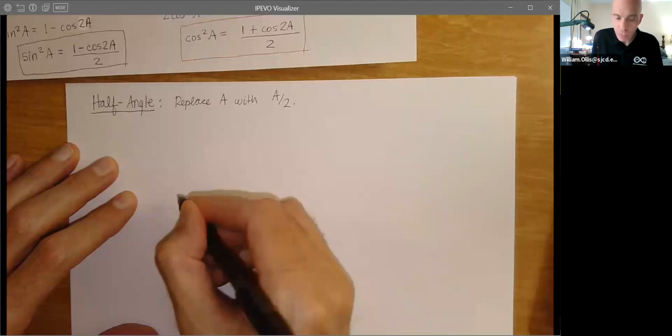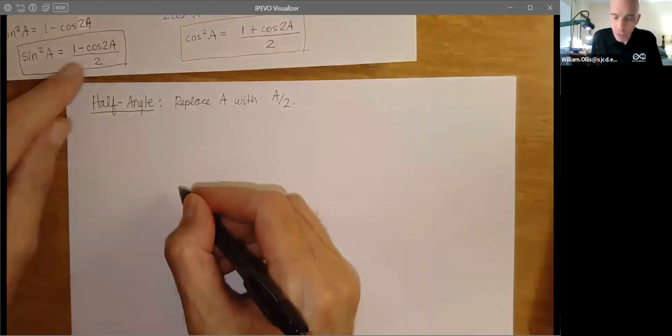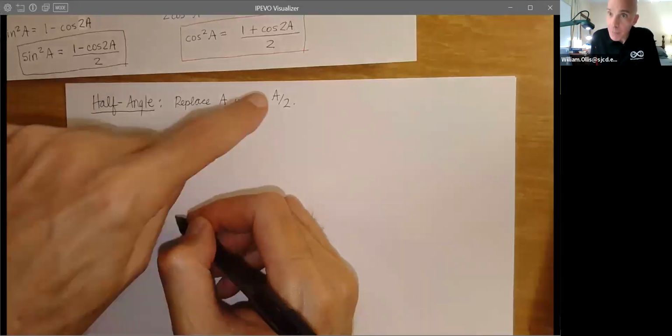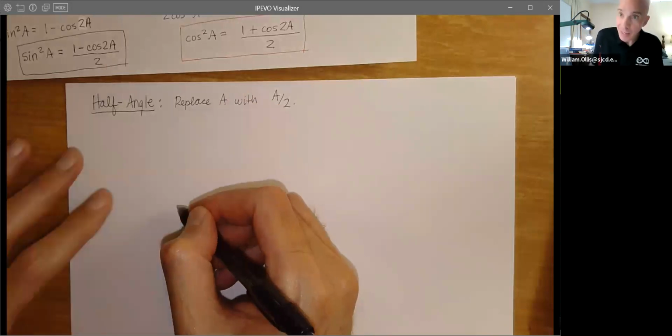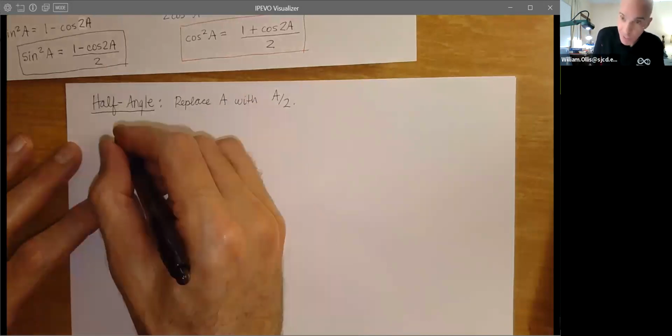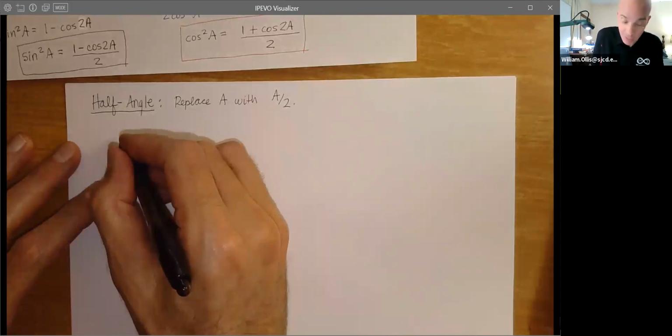The half angle, double angle, half angle. Common sense, right? And it's uncommon, right? Common sense is not common. We should call it uncommon sense.